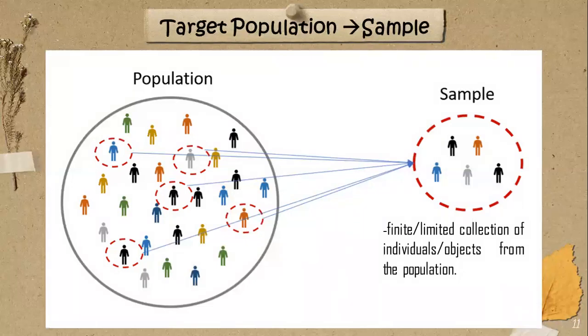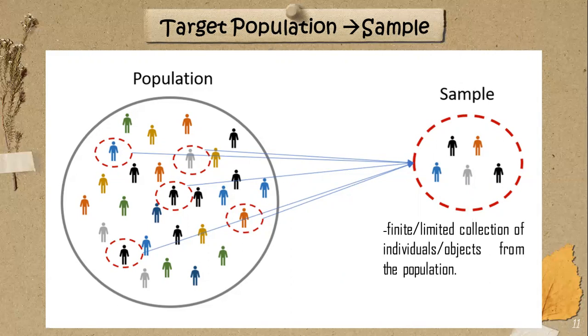Okay, we have here the target population and sample. We have to get a sample from the population. By the way, what is a sample? A sample is a finite or limited collection of individuals or objects from the population. This limited number of people must be enough to represent its population. How will you get a representative, acceptable sample size?